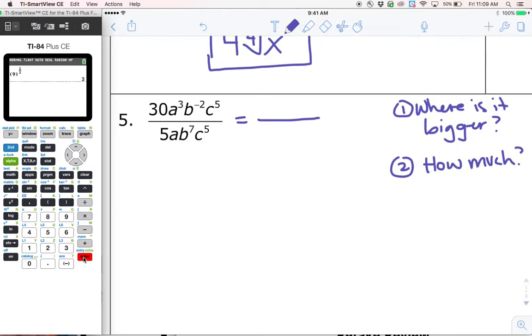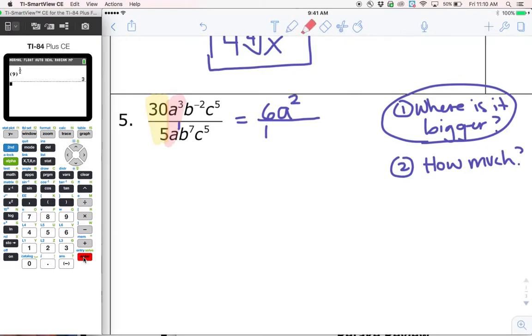So I'm looking right now first, though, at my 30 divided by 5. These are regular numbers. They divide normally. 30 divided by 5 is 6. I'll put a 1 on the bottom to hold my place, just in case. All right. What else have we got? Now let's look at our a's. We've got a to the third power over a, which we know has an exponent of 1. And we say, okay, where is it bigger? Well, it's bigger on the top, so a goes on the top. How much bigger? In other words, how much more is 3 than 1? We know that exponent will be 2.